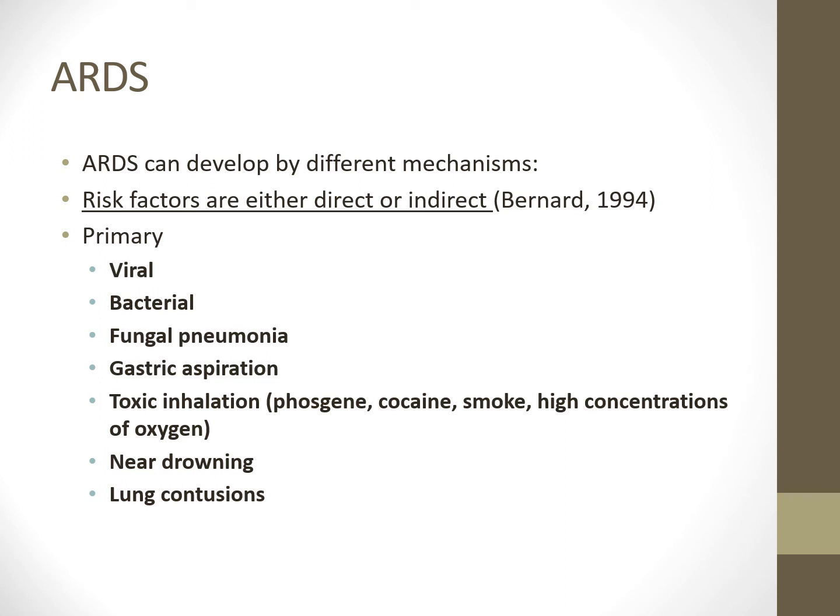Toxic inhalation of different chemicals, near drowning, and lung contusions. Lung contusions are also a result of motor vehicle accidents, motorcycle accidents, falls, or any kind of trauma. So when it says direct, that the lungs are mostly consolidated, consolidation is a homogeneous increase in the lung density that obscures the bronchovascular margins. That's kind of how it's defined.